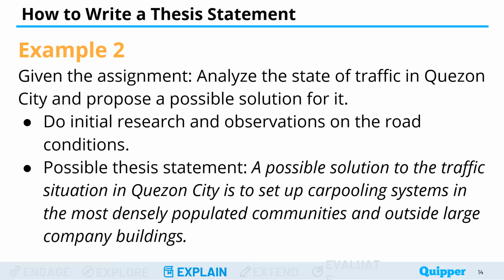So let's proceed to example number 2. Given the assignment, analyze the state of traffic in Quezon City and propose a possible solution for it. Do initial research and observations on the road conditions. So, let's read the possible thesis statement. A possible solution to the traffic situation in Quezon City is to set up carpooling systems in the most densely populated communities and outside large company buildings.